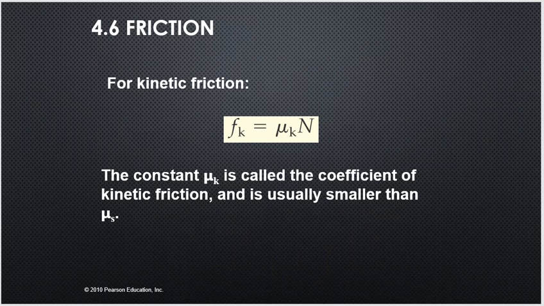For kinetic friction, it's the exact same equation, except the only thing that changes is the coefficient for kinetic friction. The constant mu k is called the coefficient of kinetic friction, and it is usually smaller than the coefficient of static friction. Think about it. There's a reason why cars have anti-lock brakes. They don't want your tires to be sliding. They want your tires to have rolling friction so that you have static friction. It's going to allow you to stop much faster because the coefficient of static friction is larger.